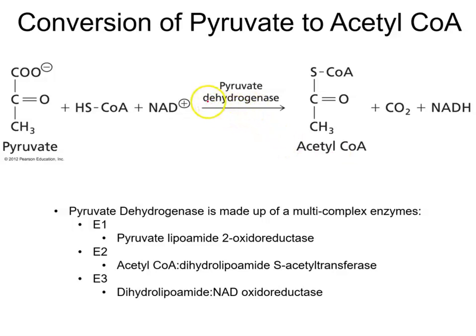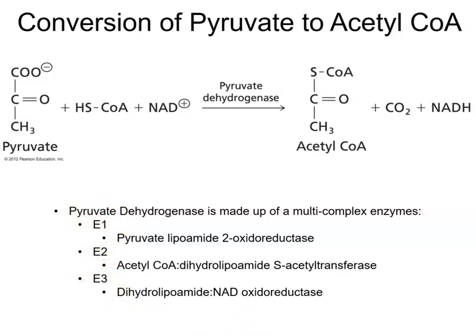The pyruvate dehydrogenase is actually not just pyruvate dehydrogenase, but there are E1, E2, E3 subunits. There are multiple different steps to this. So I'm showing you that it's made up of multiple complexes. E1, E2, E3 are all made up of these different things that allow this process to occur. And for these next 2 slides, I'm going to walk you through these different E1, E2, and E3 catalyzed reactions.